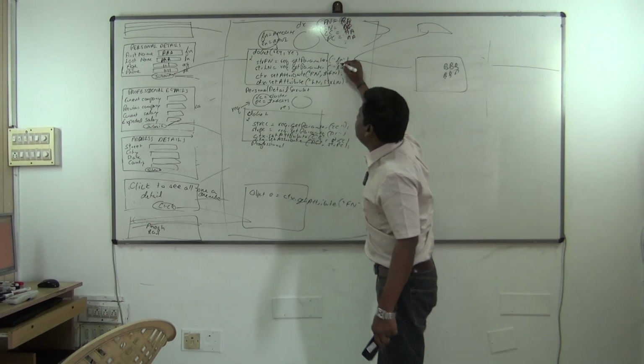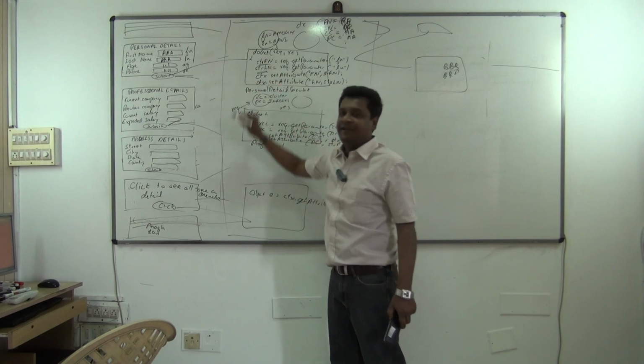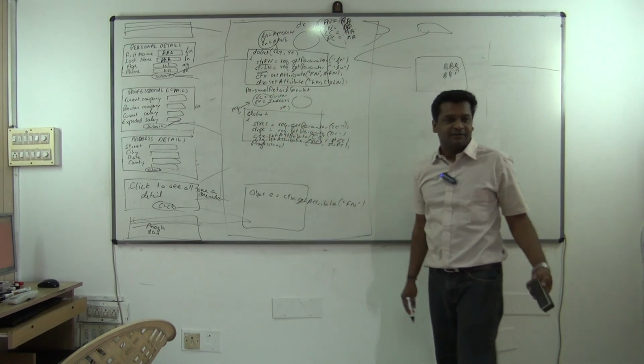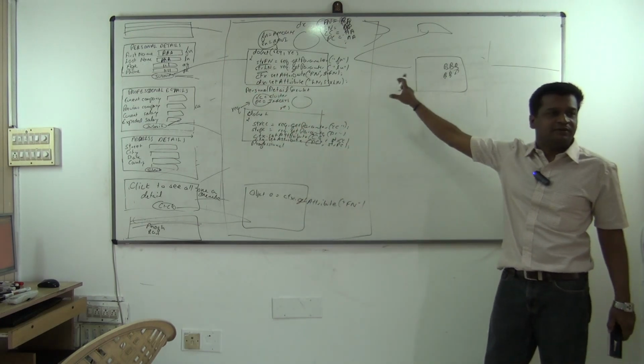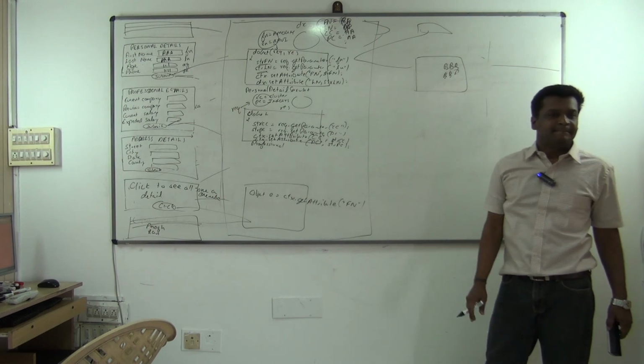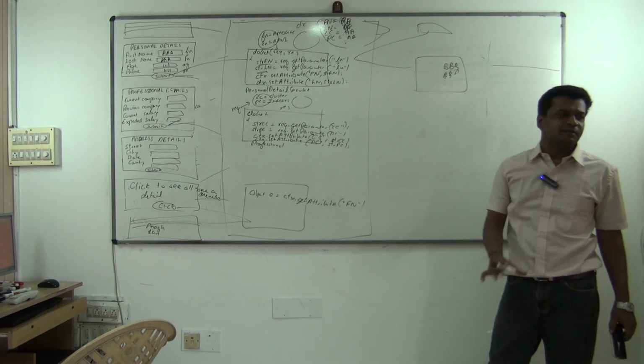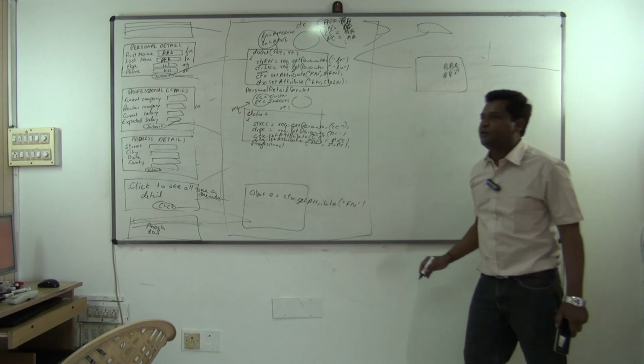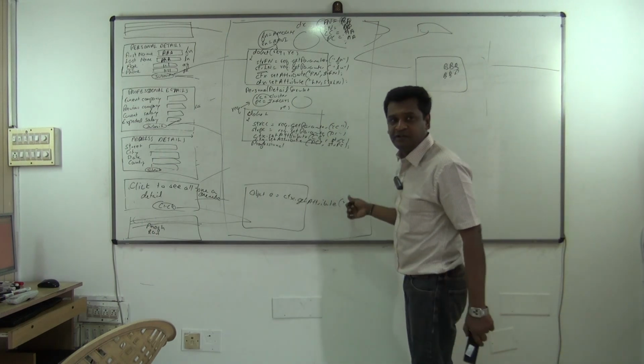Because the same code is executing, only the values are different. The str first time was A value, this time B value. Very important concept, this one. Clear? So here you have to understand all this. Are you clear with all this now?